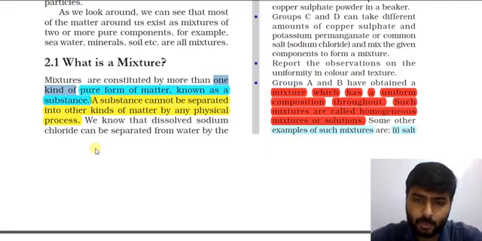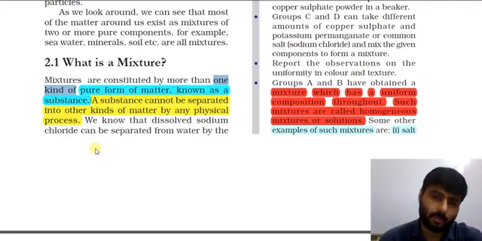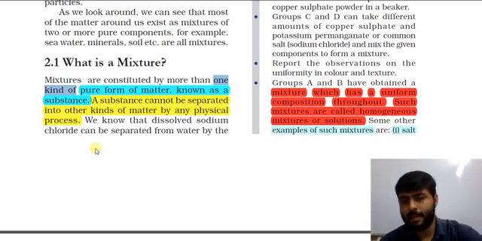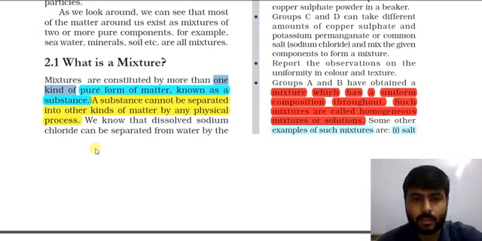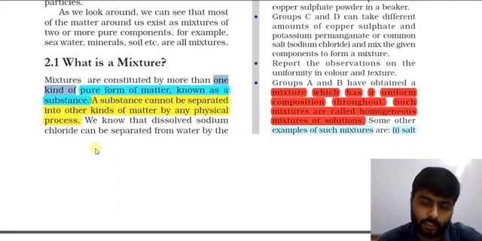We will see some processes in which the chemical structure of a substance or mixture will not change. That kind of process is known as a physical process. And which are the chemical processes? A chemical process is one in which the chemical structure of matter changes. That is physical process and chemical process.